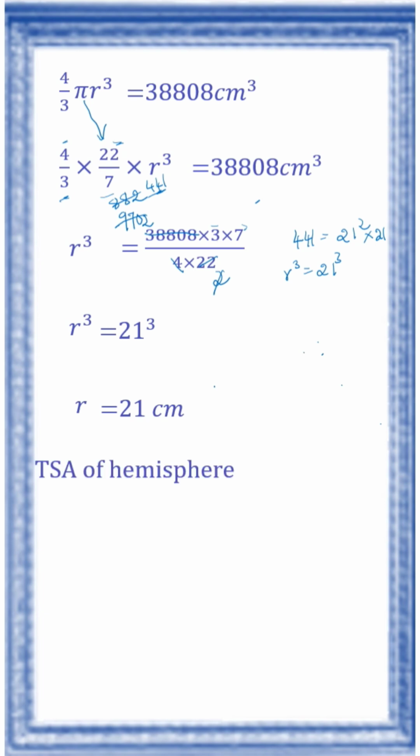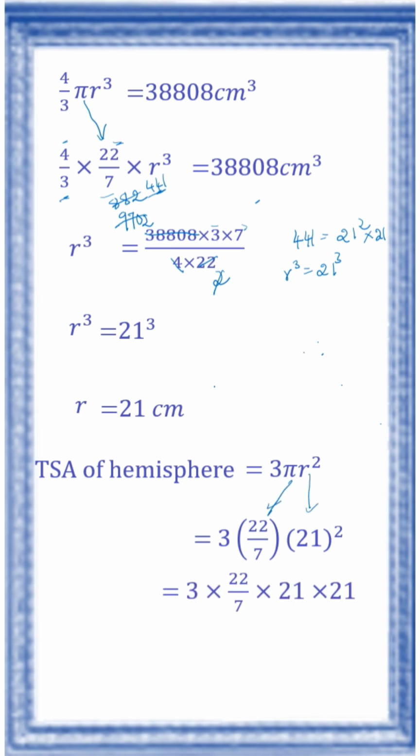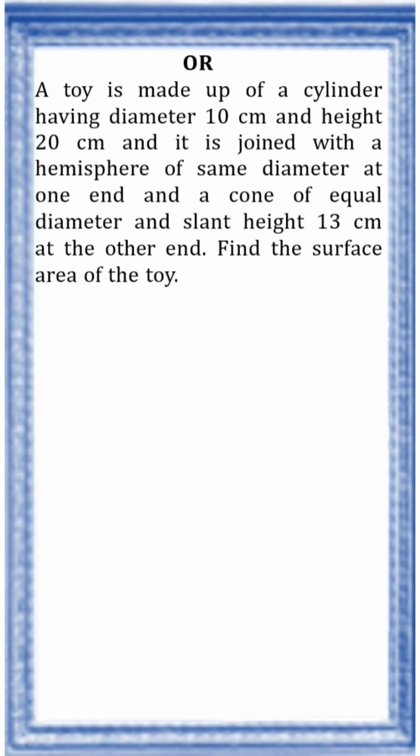Now we have to find the TSA of the hemisphere, which is equal to 3 pi r square. Now let us substitute the values. For pi 22 by 7, for radius 21. Now expand. Now let us write 21 square as 21 into 21. 7 threes are 21, 3 threes are 9. 9 into 22, 22 into 21. What do you get? 4158 centimeter square. So TSA of the hemisphere is 4158 centimeter square.